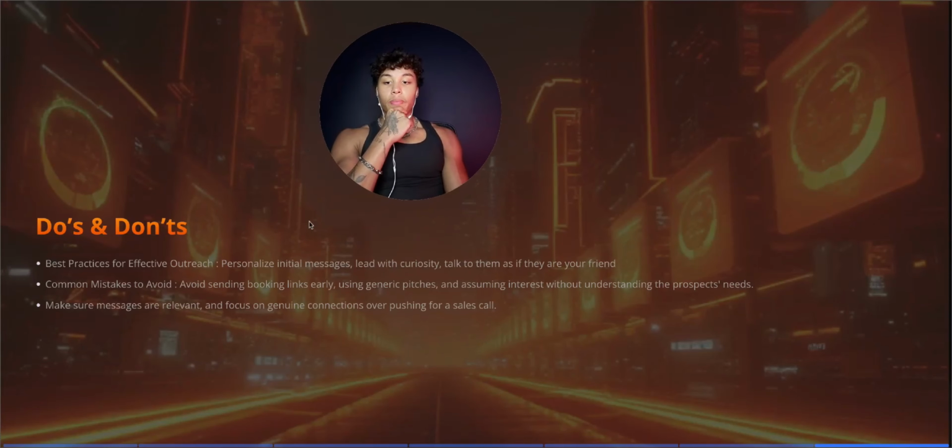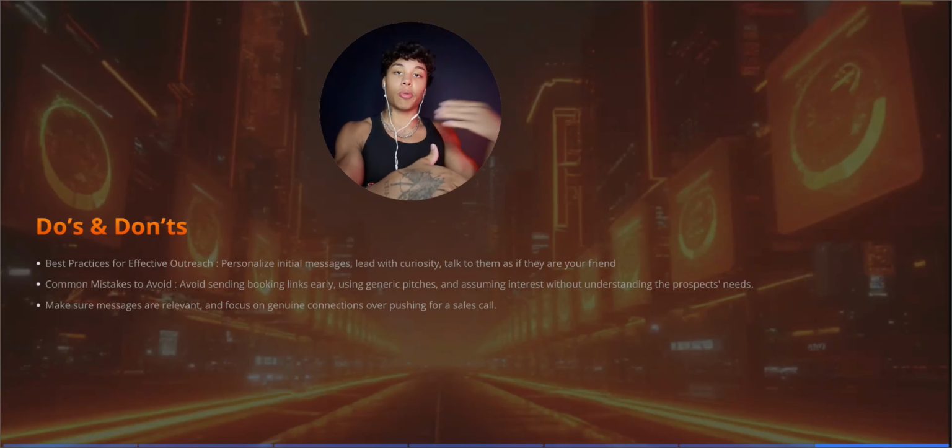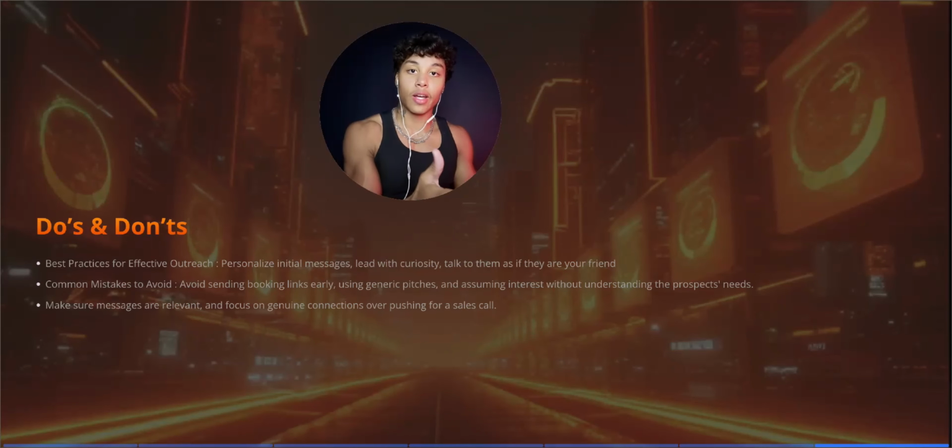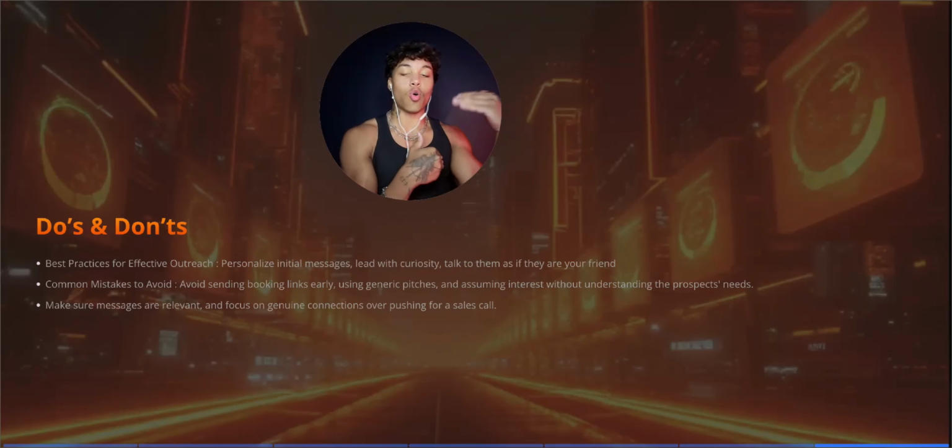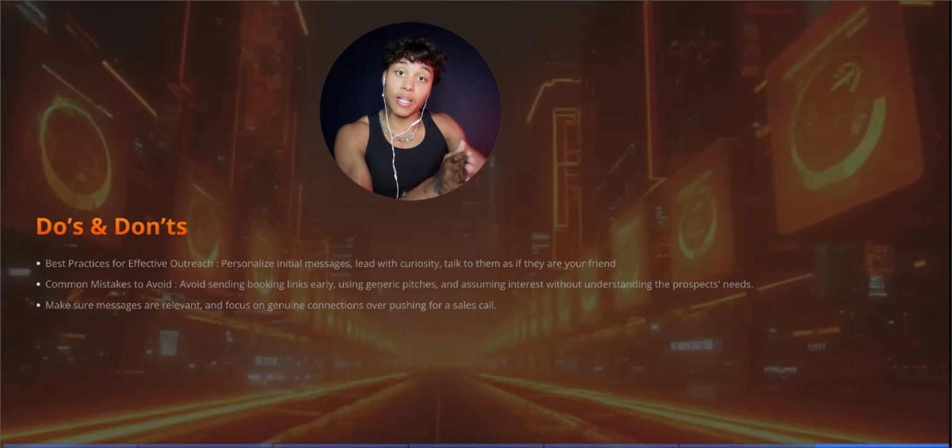Do's and don'ts, best practices for effective outreach: personalized initial message, make it unique. Make it something that isn't direct and isn't see-through. We want to send them something that's authentic and genuine. Lead with curiosity. Talk to them as if they are your friend. If we want to formulate connection with this person, we need to treat them as if we're the friend, right? Because if we treat them like strangers, guess what? They're always going to be strangers. I want you to think about your friends. Did you become friends with your friends by treating them like strangers? Or did you treat them like friends? Did you let down your walls, right?